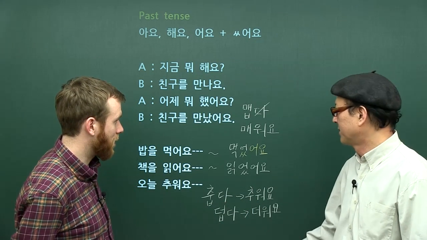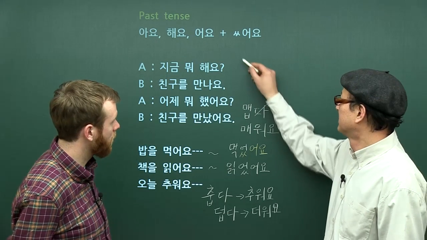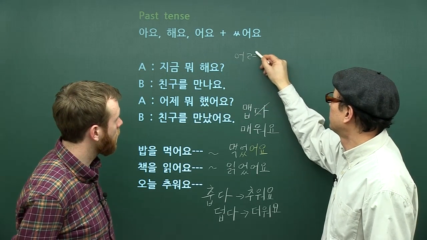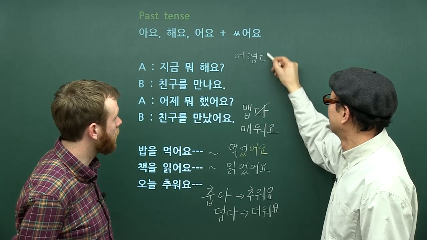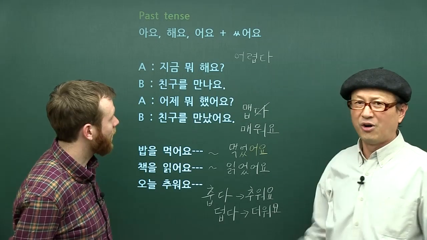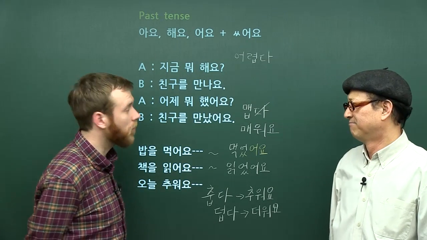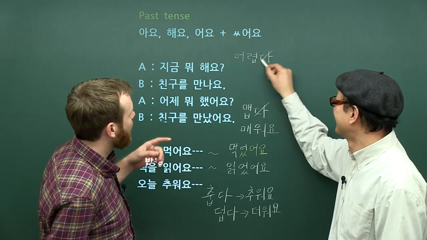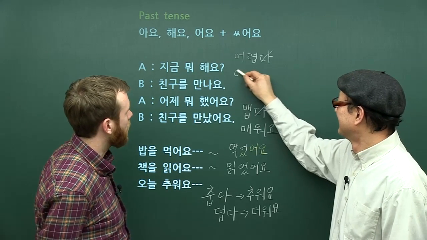네, 맞아요. 그리고 또 this one gives a hard time to my students in pronunciation. Difficult. 어렵다. So 어렵다 means difficult, and it is difficult to conjugate. So how do we conjugate 어렵다?